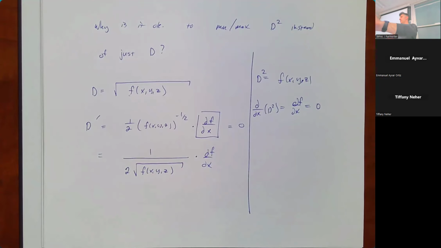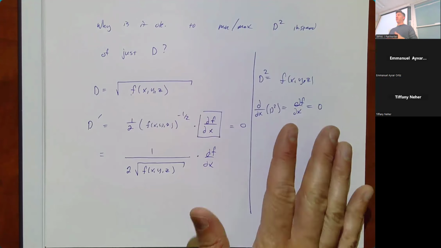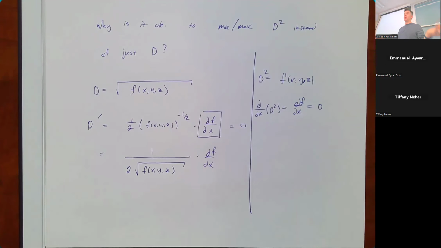So the one thing to be aware of is if they ask you what the minimum distance is, then you have to plug that point into the square root thing, not the squared thing. Because if you're trying to find the actual distance, you have to use the distance formula, which is the square root of x1 minus x2 squared plus y1 minus y2 squared plus z1 minus z2 squared. But usually they're just asking you to find the point that's closest and not asking you how far apart they are.